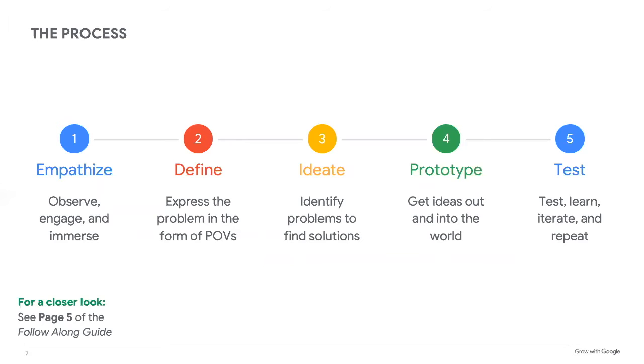2, define. In the defining process, you will express the problems of your users in the form of their points of view. 3, ideate. In the ideating phase, you will transition from identifying problems to finding solutions for those problems. 4, prototype. This phase is all about getting ideas out of your head and into the real world. 5, test. The last phase is all about testing. You can create the next iteration of the prototypes, test, learn, and iterate. Continuous refinement is an ongoing process.